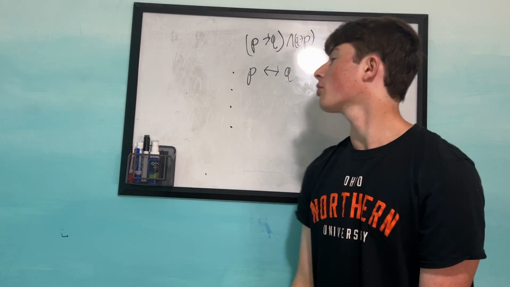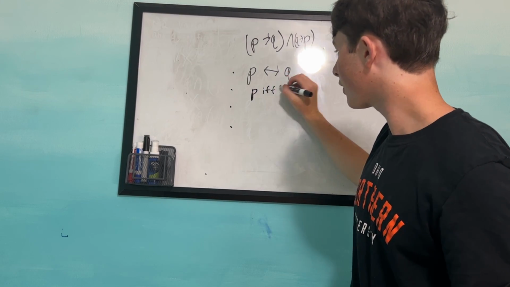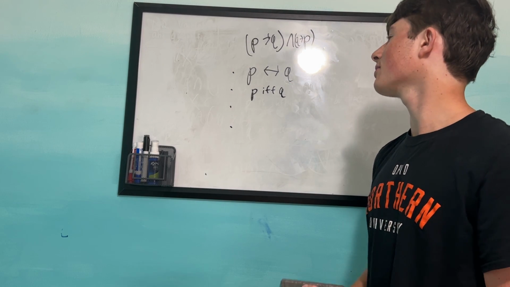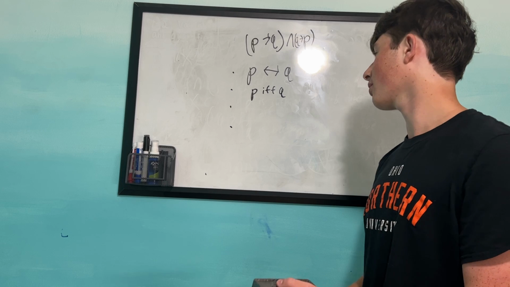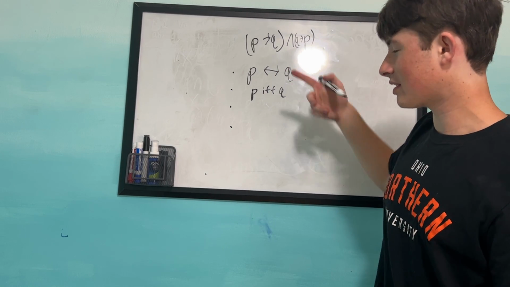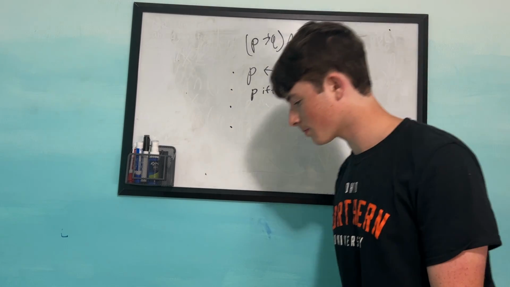The one that's probably most relevant is P if and only if Q. That means P is only true if Q is true, and Q is only true if P is true. So it's a two-way road. These two symbols basically mean the same thing. If one's true, then both have to be true.